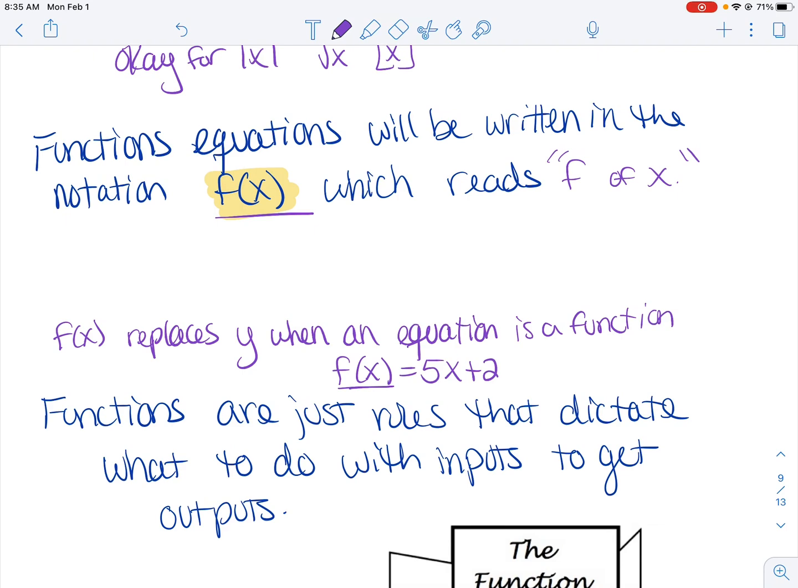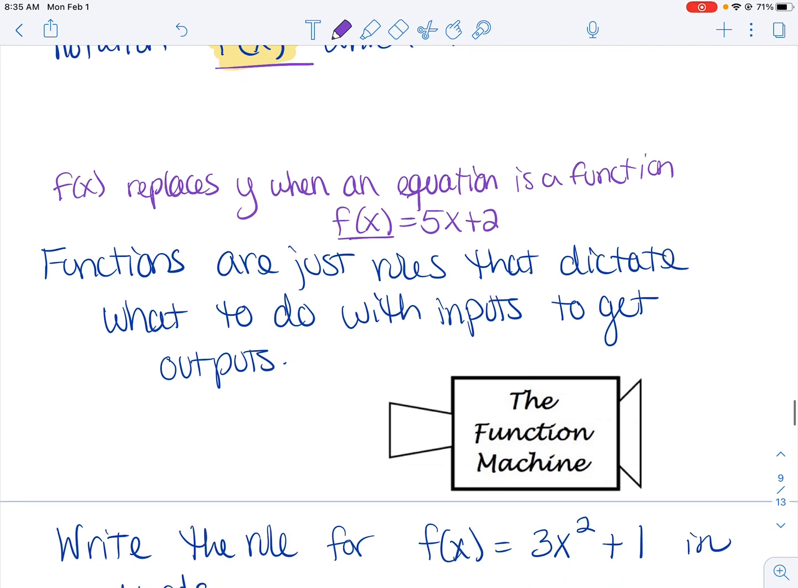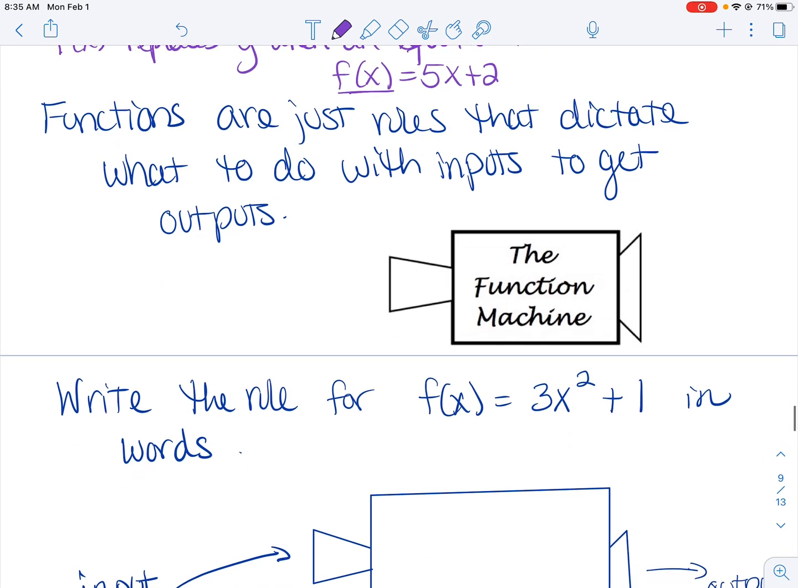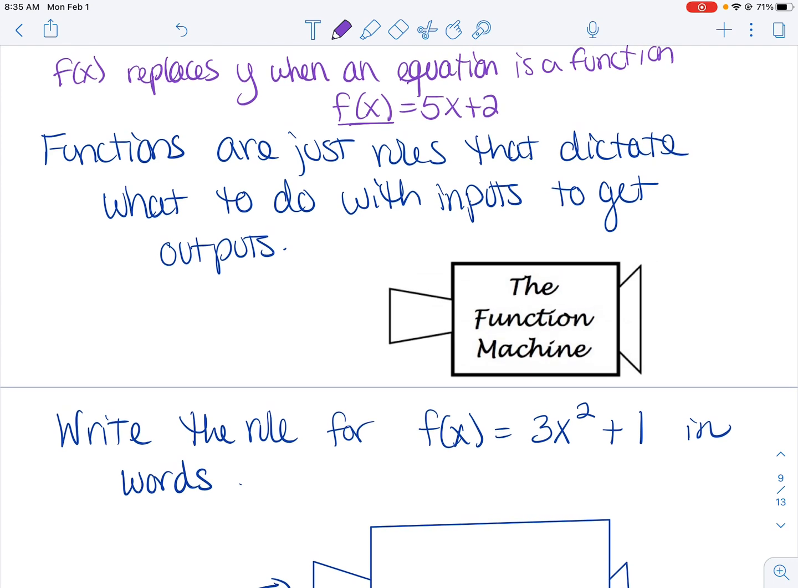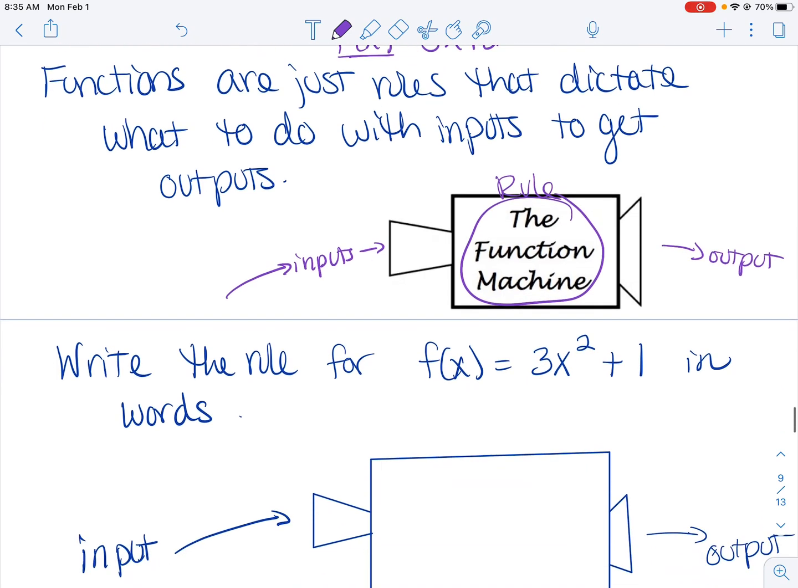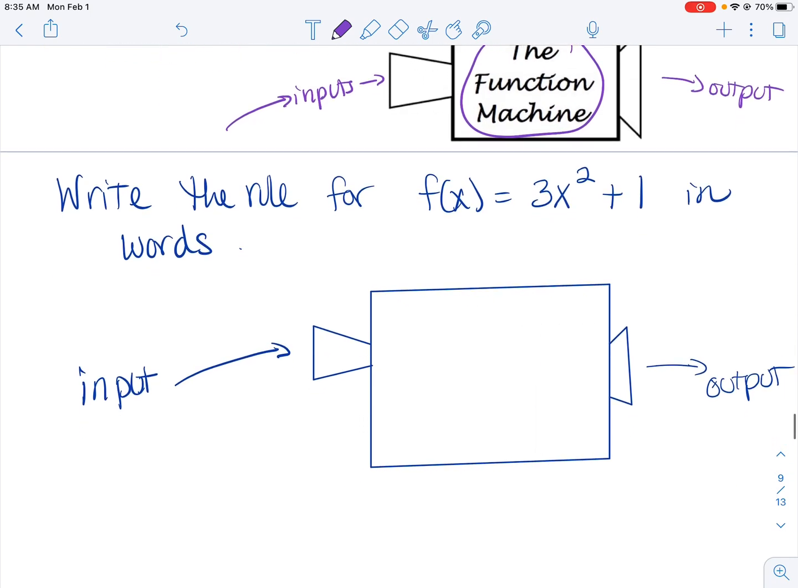And this is just a stronger statement. That just tells me, hey, it's a function. We don't have to do any math, any calculation with that. It's just telling me what's happening. So functions are really just rules that are given to us, and they always make sure that every time we put in an input, we get one output out. So you might have heard of the function machine, where we put in the inputs, and we do some rule here, and it spits out an output. Okay.